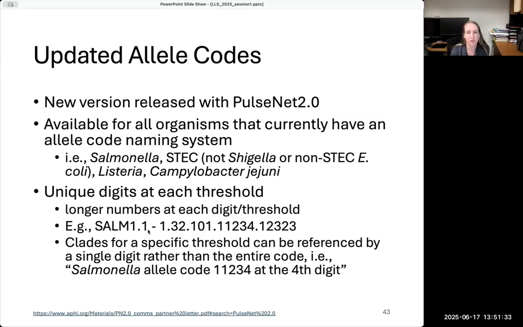So here's an example of the Salmonella one. By the time we get out to the fifth digit, it's 5 numbers long. And then clades for a specific threshold can be referenced by just looking at a single digit rather than the entire code. So if you want to communicate with someone, you can say Salmonella allele code 11234 at the fourth digit, right? Instead of having to write out the whole thing now.